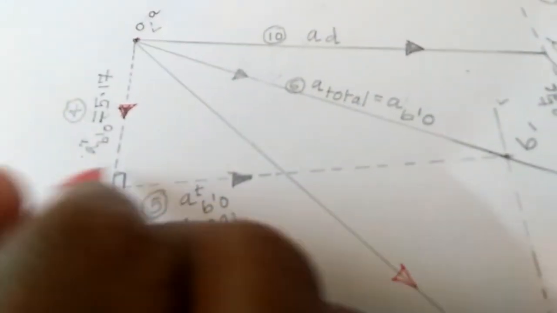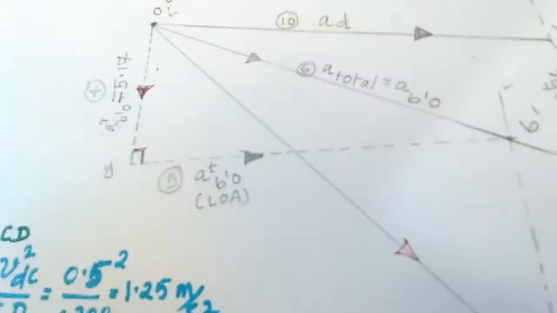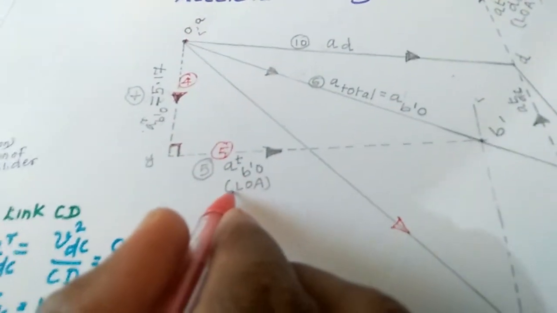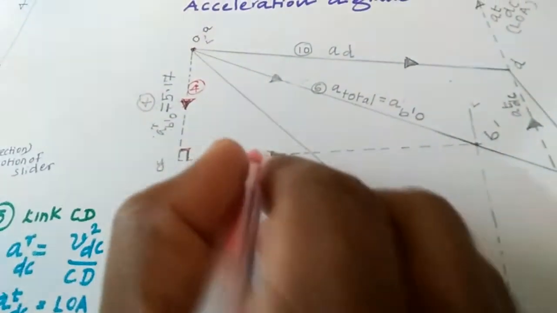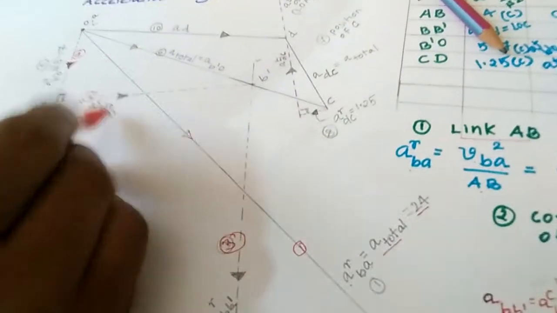Then tangential. What is tangential? It is perpendicular to that one. You draw that one; this becomes the fourth. You draw the fifth, which is the tangential B dash O. This is also a line of action. When these two, that is the link B dash and B dash O, make an intersection exactly, this is B dash.